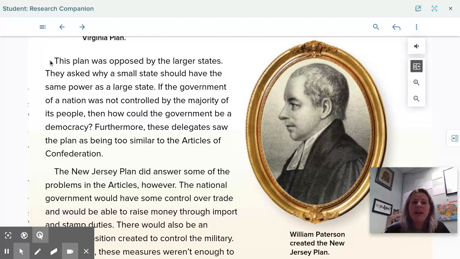So this plan was opposed by the larger states. They asked why a small state should have the same power as a large state. If the government of a nation was not controlled by the majority of its people, then how could the government be a democracy? Furthermore, these delegates saw the plan as being too similar to the Articles of Confederation.